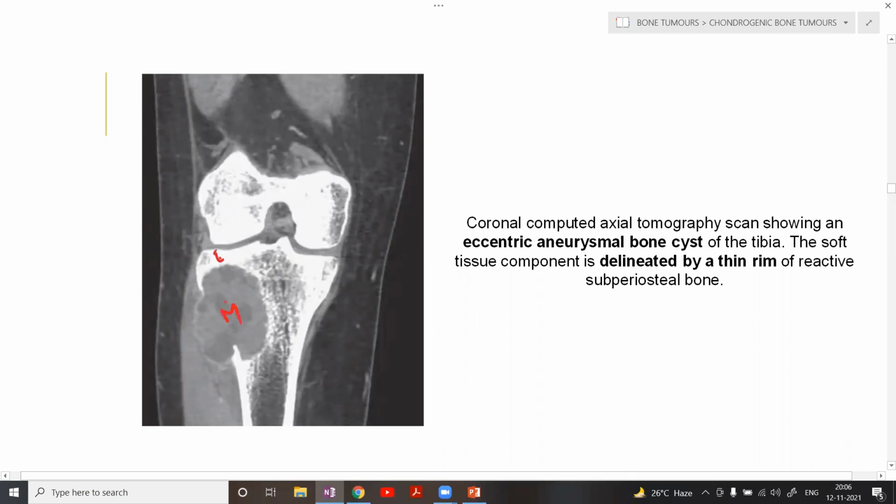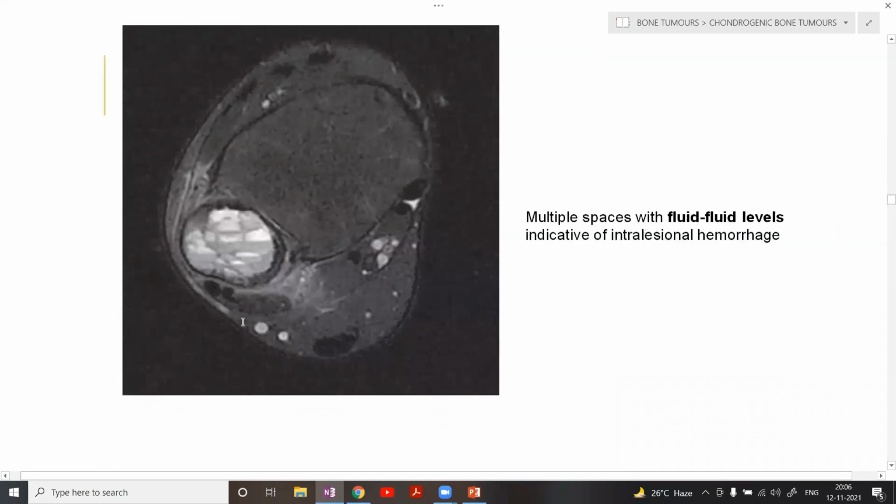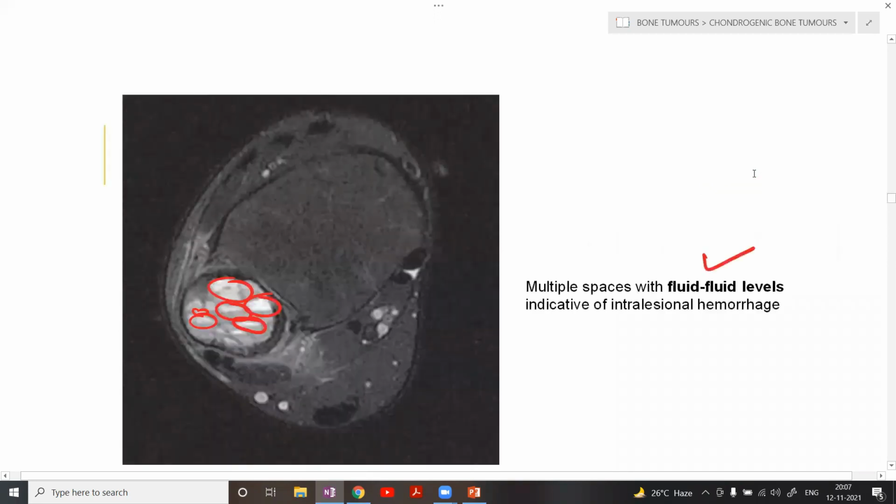This is the metaphyseal involvement, if you can appreciate over here, and a thin rim of reactive bone that has formed over here, which is common for any benign lesion. Now, this is the third important image, an MRI. Can you appreciate the multiple fluid levels in the section? Multiple fluid levels can be seen, which is a characteristic feature of an ABC. So radiologically, you can make a diagnosis in this particular manner.